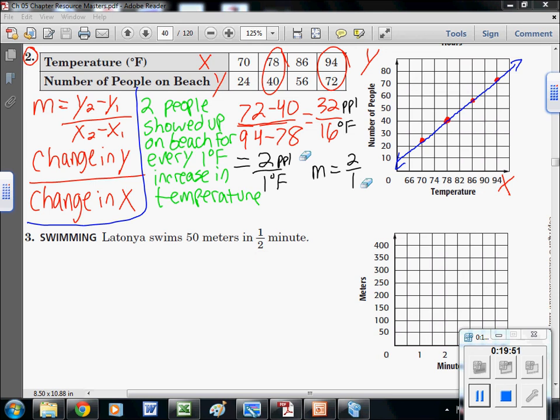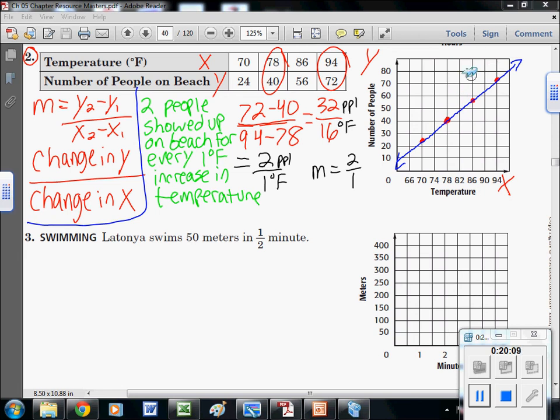Now, of course, we're ignoring those extreme situations. Like, what if it was 130 degrees outside? Nobody's going to be outside in the sun at the beach. Barely anybody. We're ignoring the extreme situations. So this was an example of, we graphed these points. We found the slope through these points by using the table to help us.